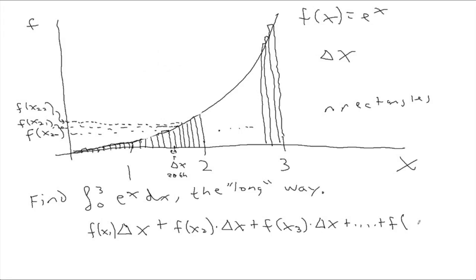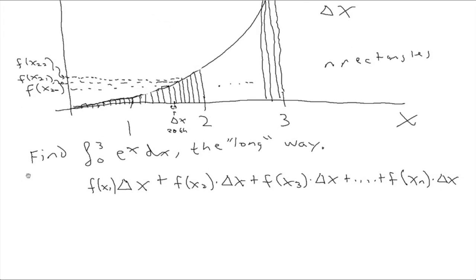So what's the symbol for the number of rectangles? N. I didn't tell you how many rectangles there are. Let's just say it's a big number, n. F of xn times delta x. So this would be the Riemann sum for n. Now we want the exact answer, though.